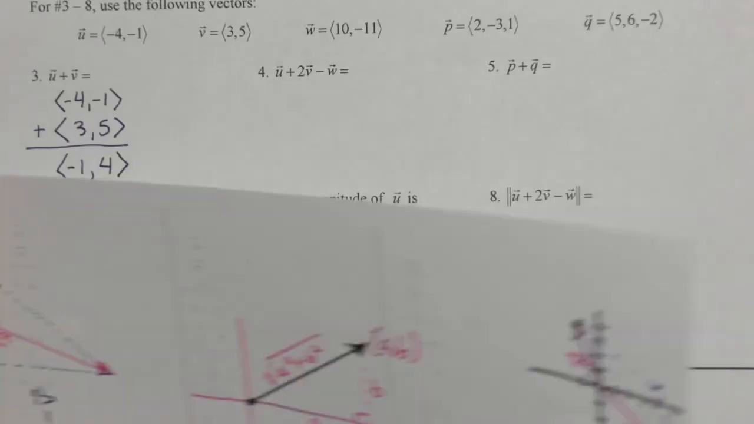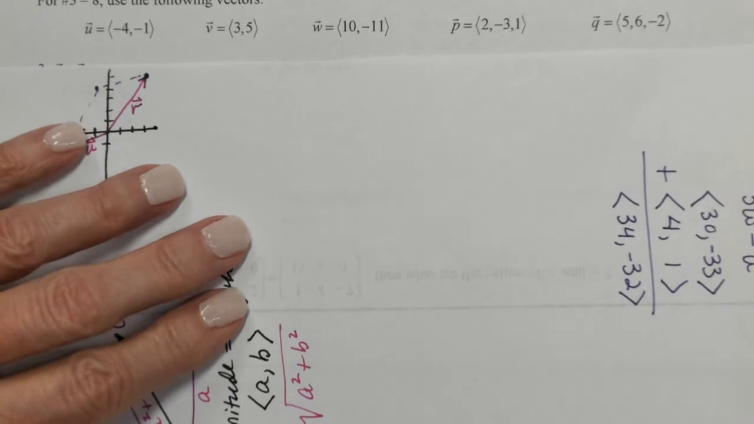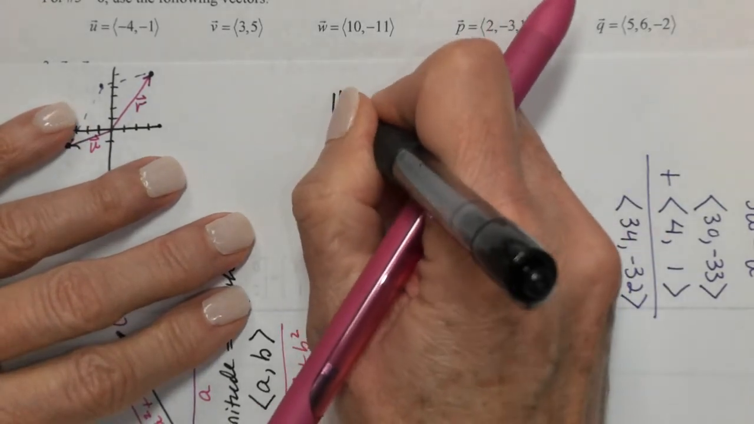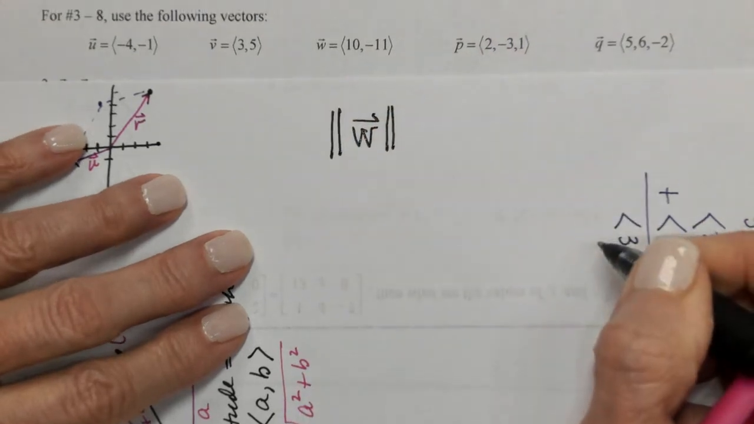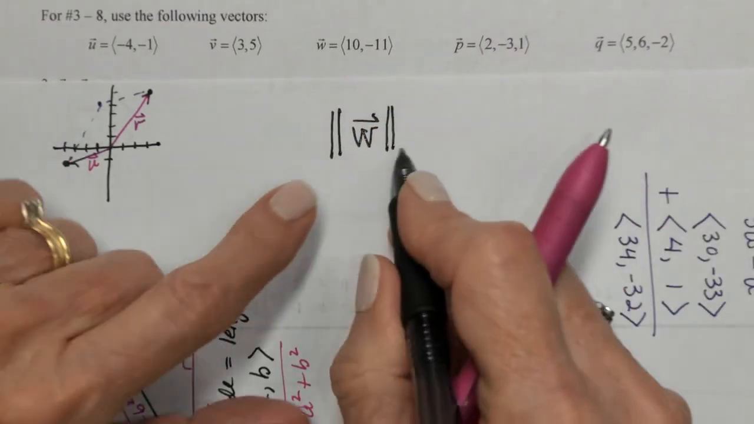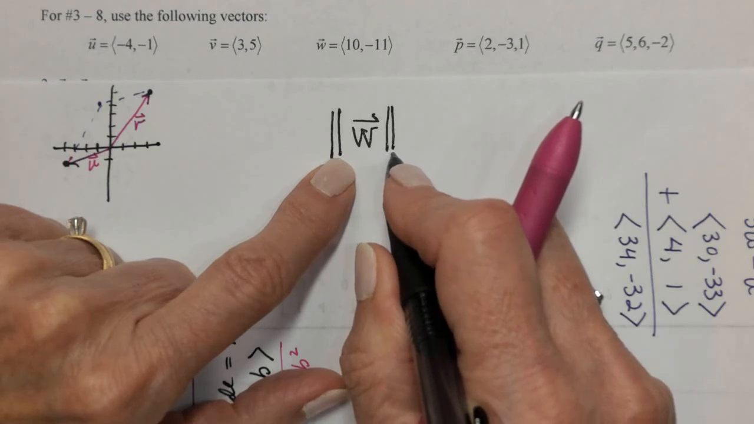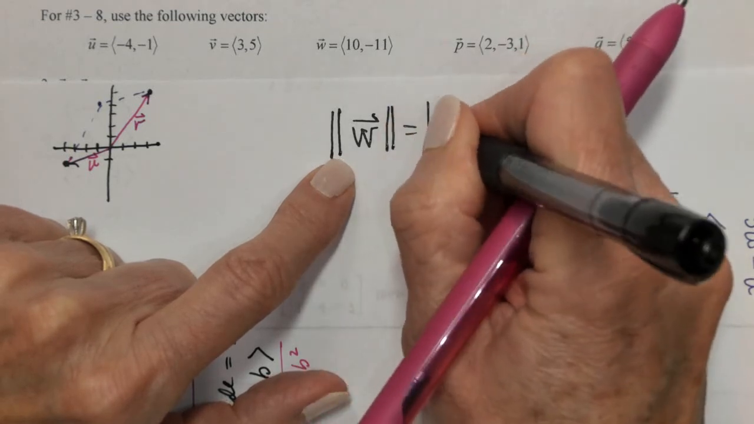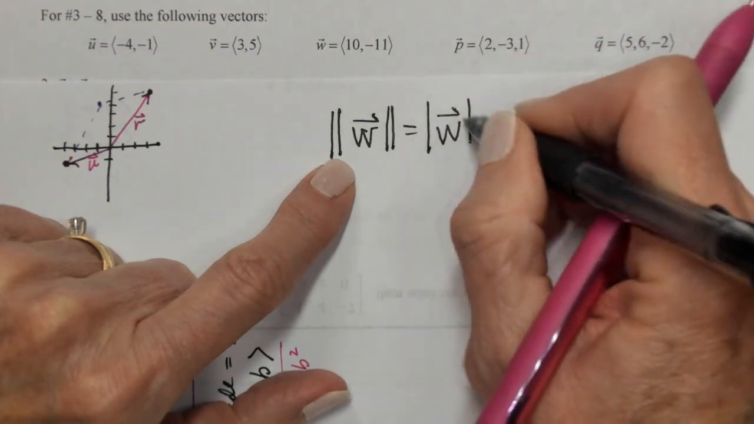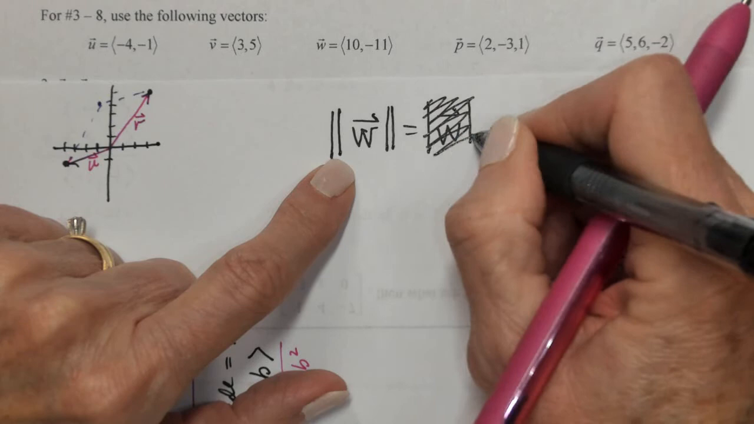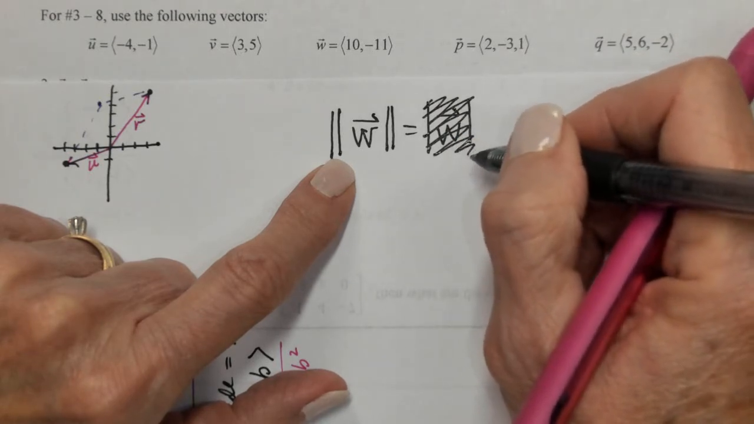So let's find the magnitude of w. This notation means magnitude. Also, this notation means magnitude, by the way. I think the reason we don't use that for pre-calculus is because I don't want you to get confused with absolute values. But it is the same.